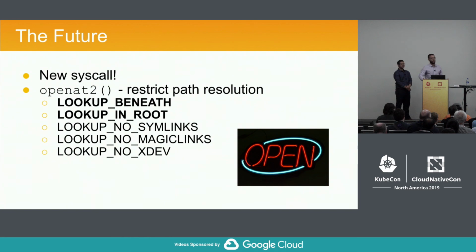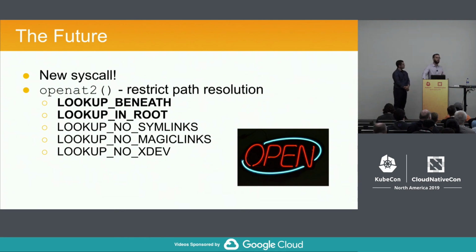And what this syscall allows us to do is, I can be a host process, and I can say I want to open this file inside the container, but I want all path resolution in the kernel to be restricted to the root of the container. So basically, symlinks can't go outside of the container. So that's a really cool idea.